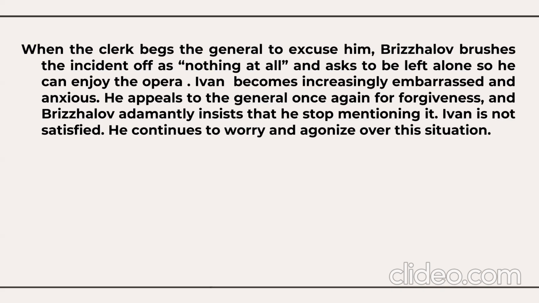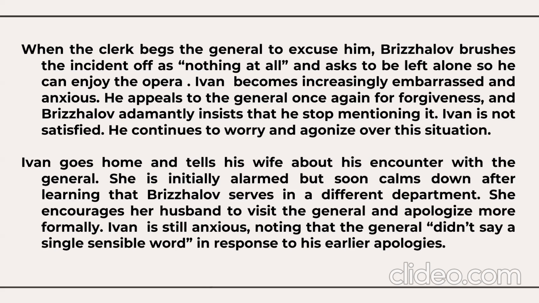Ivan becomes increasingly embarrassed and anxious. He appeals to the general once again for forgiveness, and the general adamantly insists that he stop mentioning it. Ivan is not satisfied. He continues to worry and agonize over this situation. Ivan goes home and tells his wife about his encounter with the general. Initially, she is very alarmed, and later she calms down, finding out that the general serves in a different department. She encourages her husband to visit the general and apologize once again, very formally.